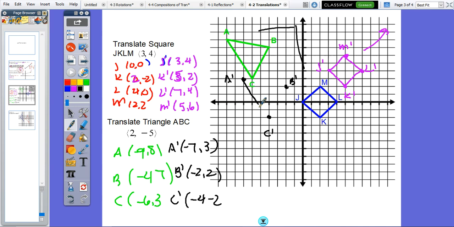So it still keeps the same size. We did not change the size of it. We just changed where it's at because it got slid down along the vector right there.